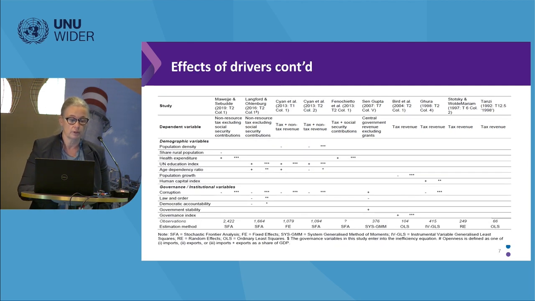We mentioned economic structure, we mentioned demographic variables, but what is really important are the others that are less tangible, which is governance and institution variables. They are captured by some simplistic indicators in the literature, like law and order, democratic accountability, corruption, governance index. What do they capture? It's a big discussion, and they are very static, I would say. If you look at some of these institutional variables, they haven't changed much in the last few years.